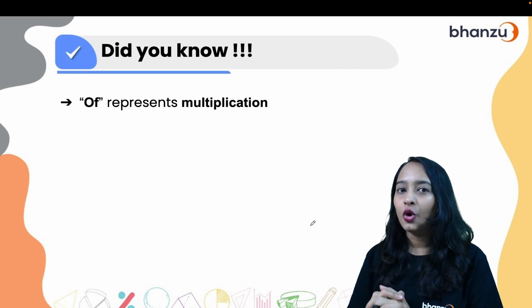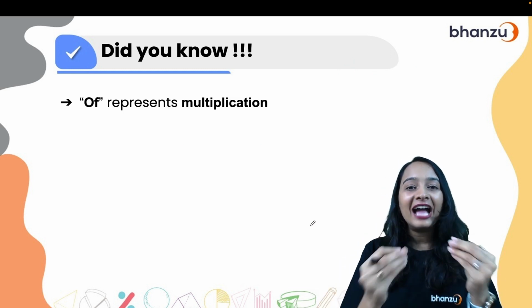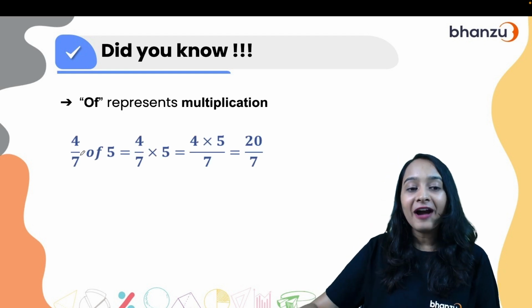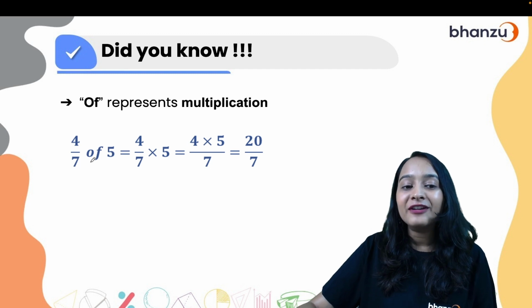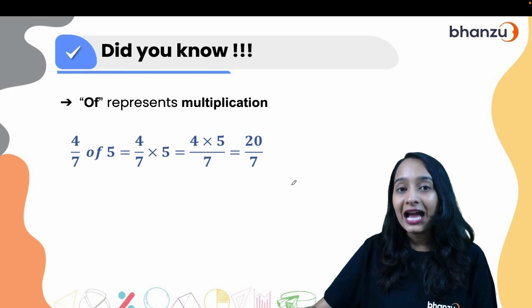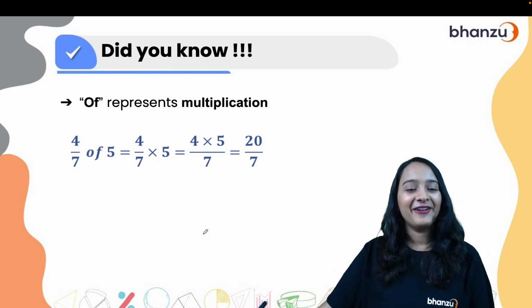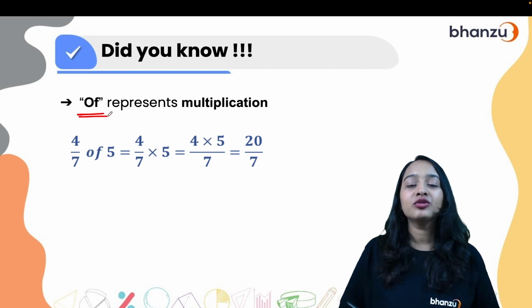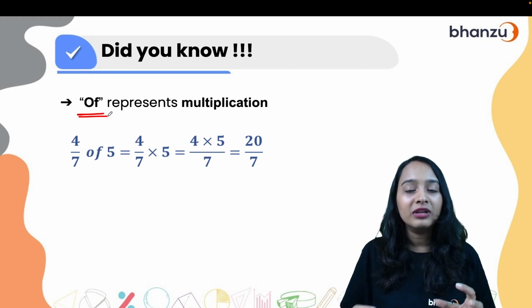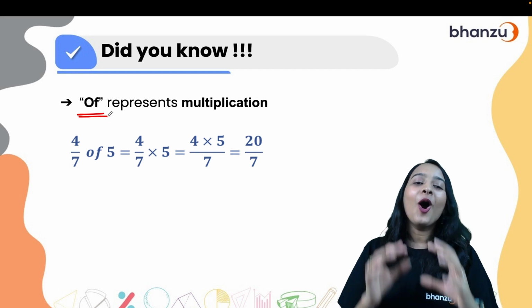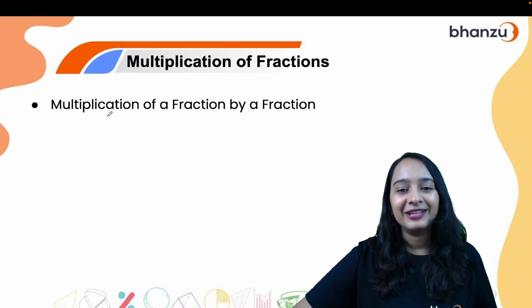Now did you know the word "of" actually represents multiplication in mathematics? So if I say 4 by 7 of 5, which actually means 4 by 7 multiplied with 5. So please remember, whenever you see the word "of" between two numbers, don't get confused about what the operator is, what to do. "Of" indicates multiplication.